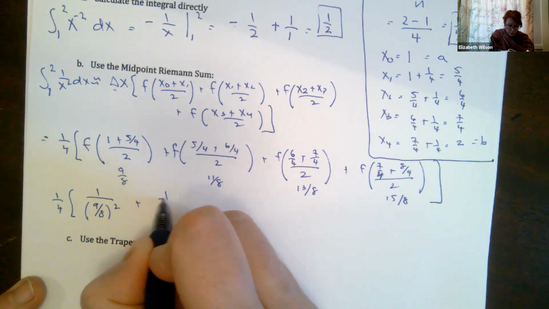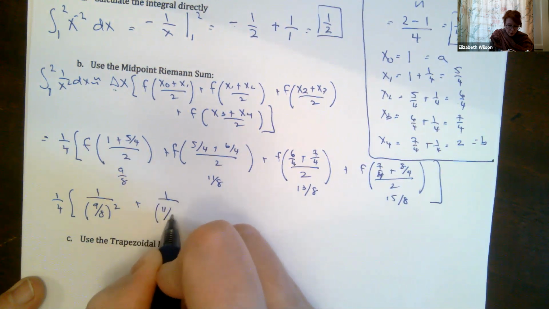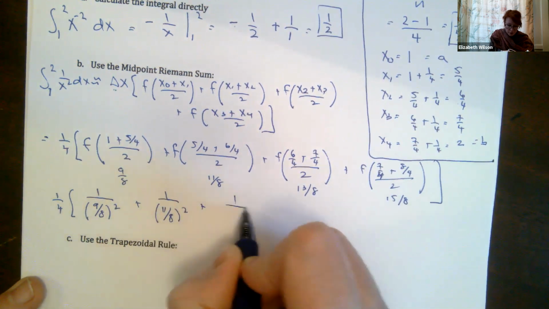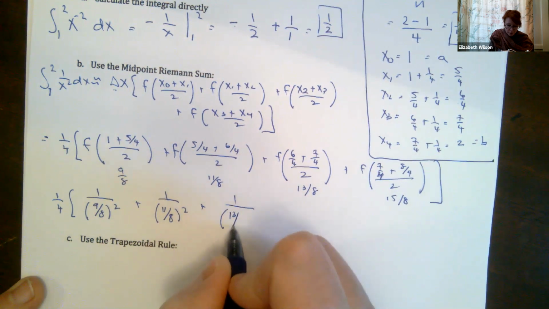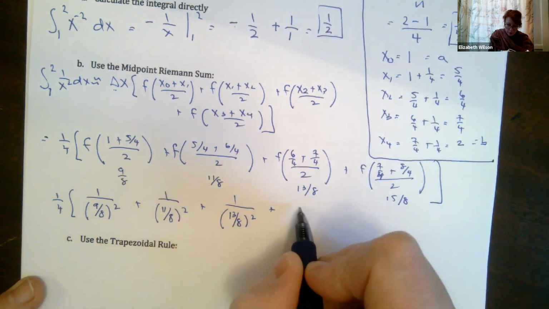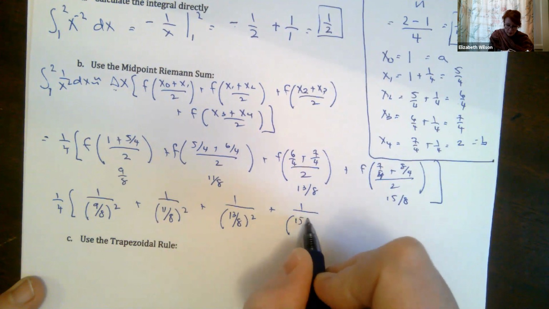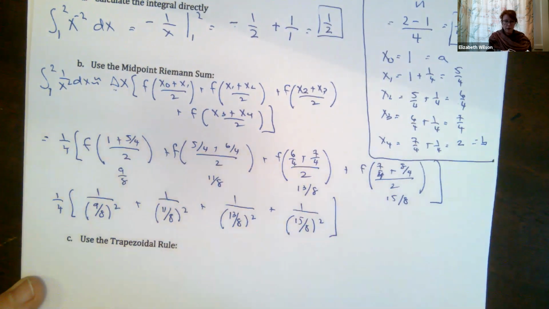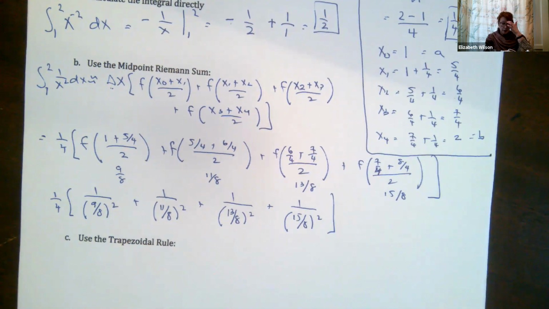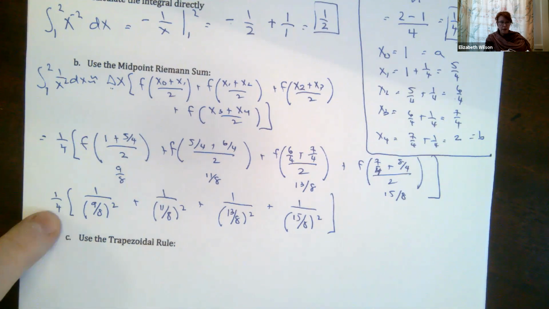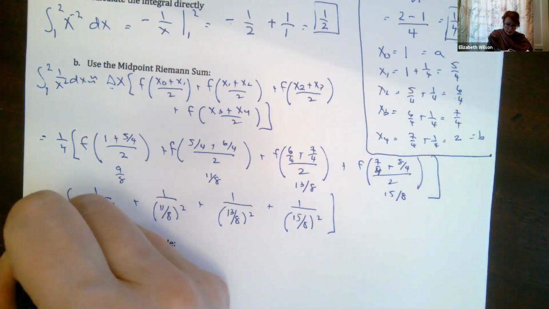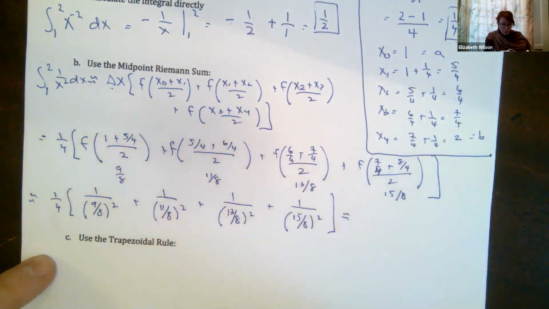Plus 1 over (11/8) squared plus 1 over (13/8) squared plus 1 over (15/8) squared. Okay, and then just plug it into your calculator. Then don't forget to divide by 4. Multiply by 1/4. And then this is your approximation for this integral.